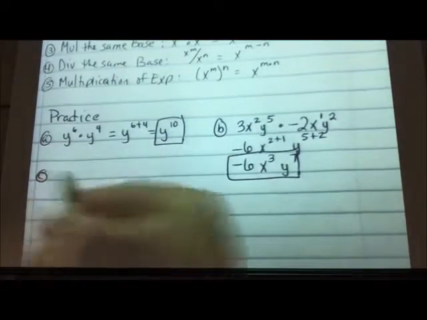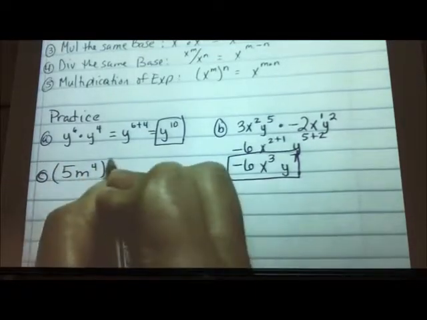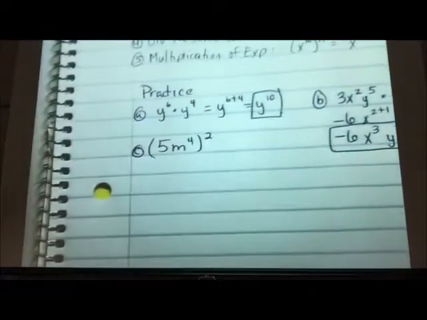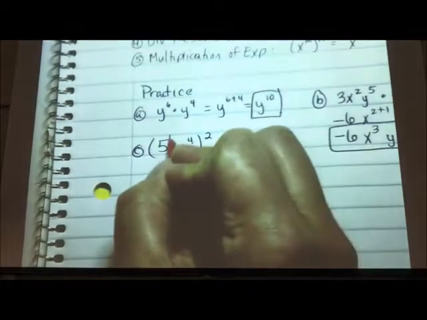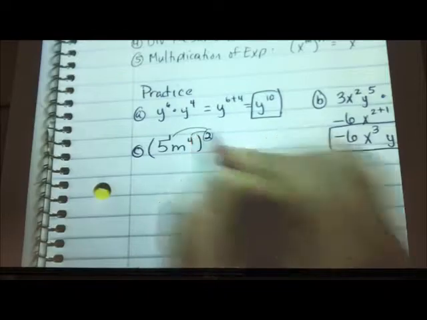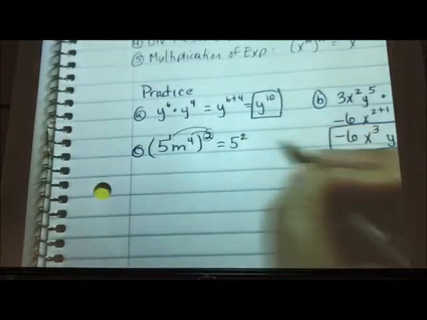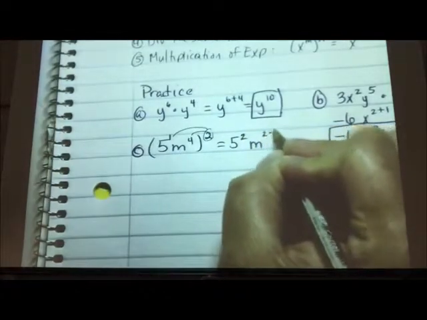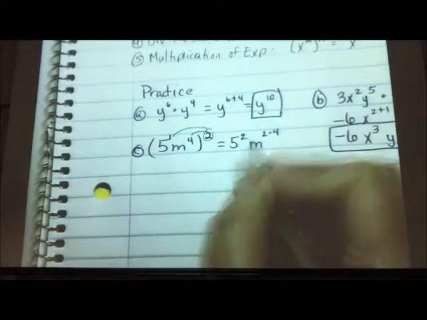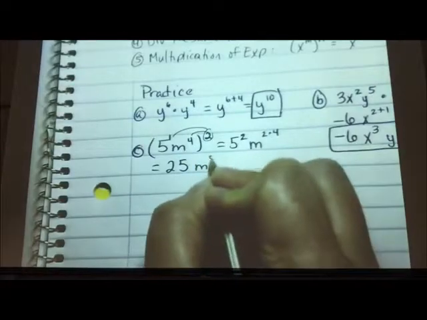Now, let's say we had a problem like this one. 5m to the 4th, and it has an exponent outside. So in a problem here, please remember that you do multiply these, but keep in mind that the 5 has an exponent of 1. So this 2, you have to multiply times that one and that one. So this becomes 5 squared, and m 2 times 4. Now 5 squared is 25, 2 times 4 is 8.